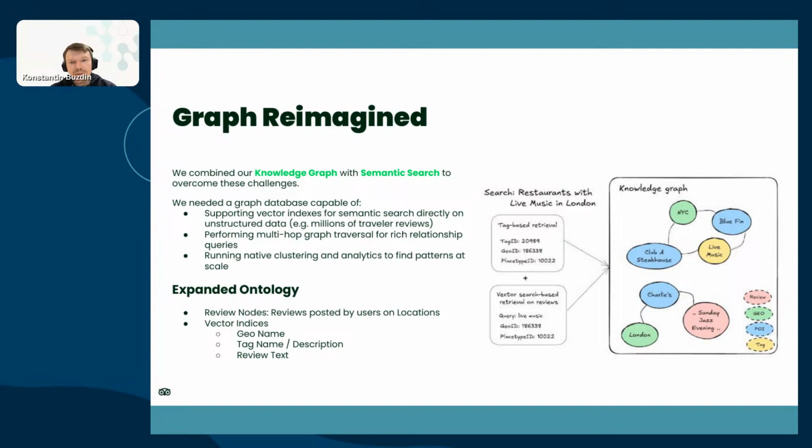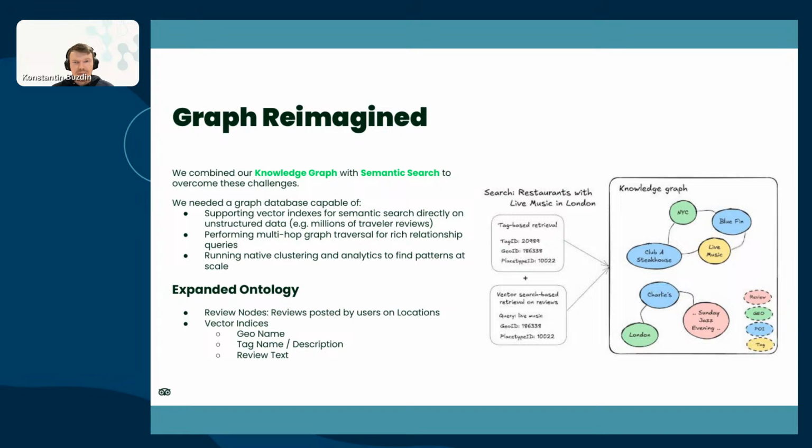So let's take a look at the right side, where we'll see how we can retrieve the relevant information for the user query "restaurants with live music in London." Looking at this query, we can extract a few elements. The restaurant is a type of content. Live music is a tag, and London is a geo. So with these three elements, with these three IDs, we are able to effectively retrieve the relevant results, relevant POIs.